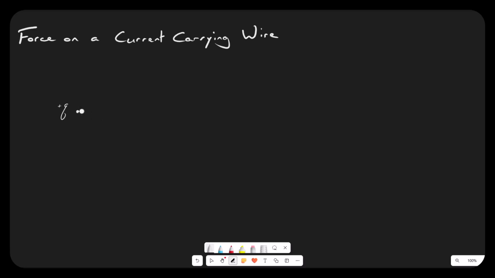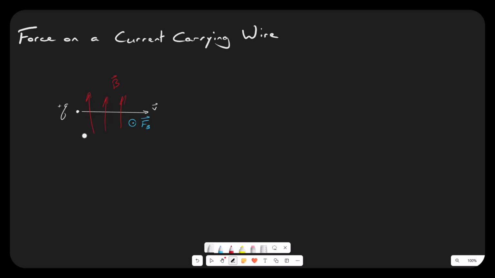So let's see, when we have a charge like this that's moving through a region where there's a magnetic field, then we end up with a force on this thing, and we use our right hand rule and we find that we get a force that comes out of the screen.